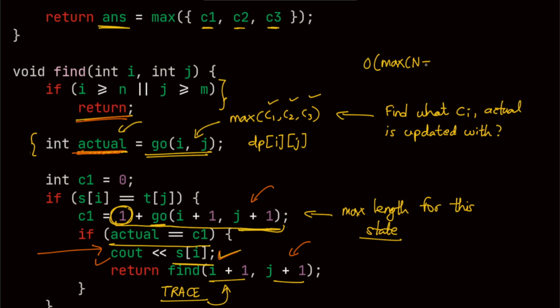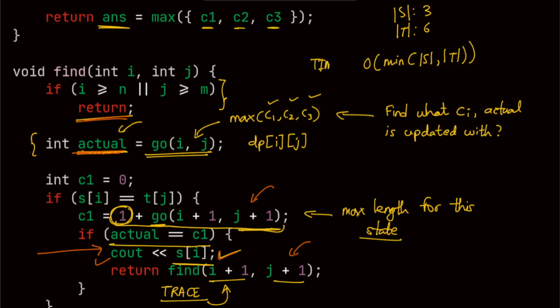The time complexity for tracing should be order of the maximum of n plus m. Not the maximum of n plus m, but the maximum between n and m, because the length of the maximum common subsequence would be, no, it could only be the minimum of them, right? Because if we have 3 elements in S and 6 elements in T, then the length of the maximum common subsequence can only be 3. Hence it is the minimum of the length of S and the length of T.